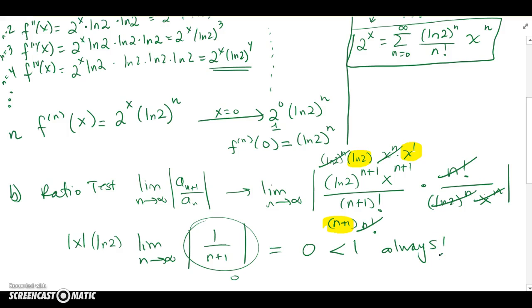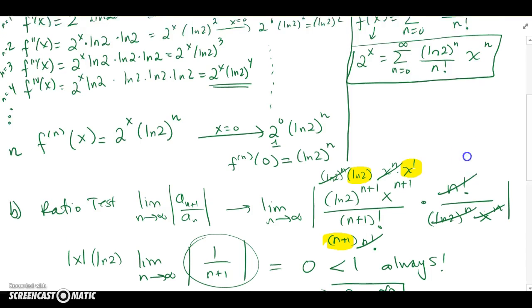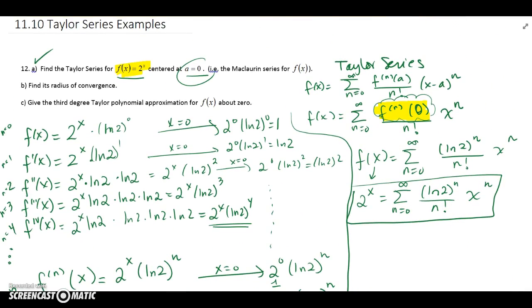So by the ratio test, we just showed that the radius of convergence for this power series is infinity, which means 2 to the x is captured by this power series from negative infinity to infinity as I open this up and as n goes to infinity. We also had a part C. So we found part A by doing pattern analysis, basically. We found part B, finding the radius of convergence. And part C says give the third degree Taylor polynomial approximation for f of x about 0.